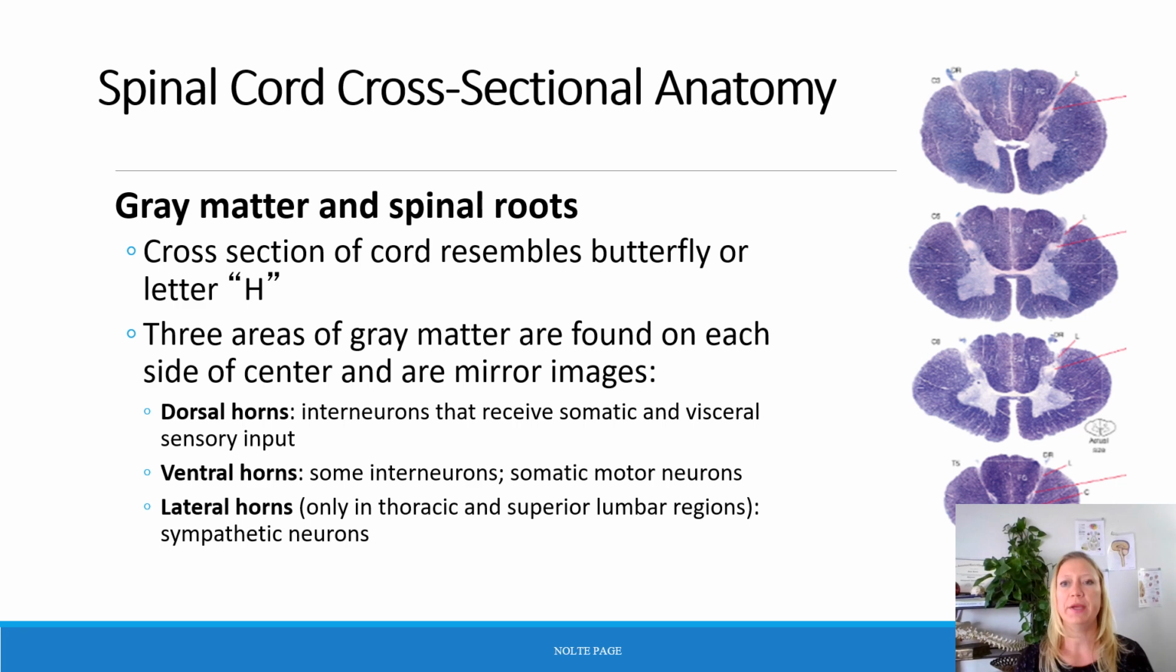So here is a nice picture. Remember that the stain loves myelin, and so the darker purple is actually the white matter, and the lighter part is the gray matter. So don't go off of this picture here. It's just how the stain reacts. So you can see that butterfly, kind of H shape again a little bit better. And we can see our dorsal horns, the interneurons receiving somatic and visceral sensory. Ventral, motor. Lateral, we're going to see these pronounced in the thoracic and superior lumbar regions, and this is going to be for sympathetics. So thoracic and upper lumbar sympathetic.